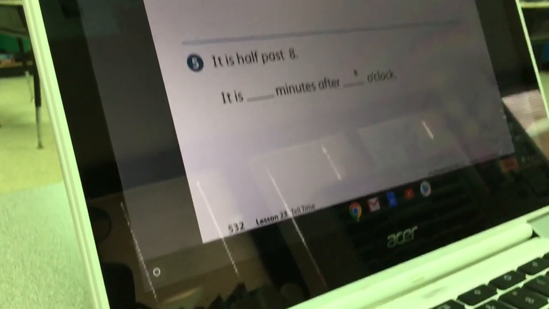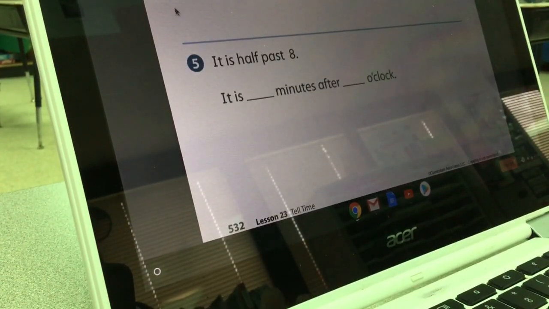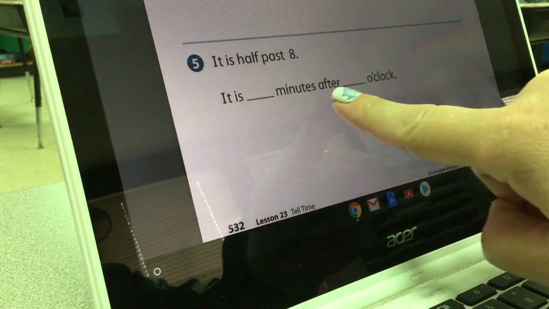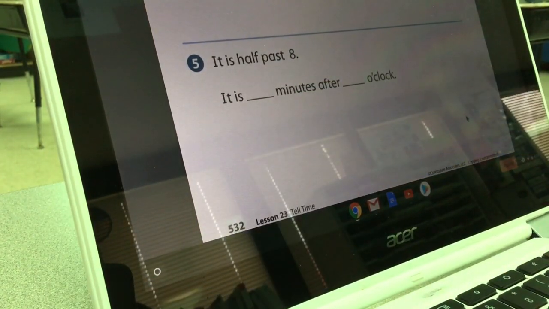This can get a little confusing because there's many ways to say a certain time. For example, we said 8:30 in our problem. We also said 30 minutes after 8 o'clock. We also said half past 8. Those are 3 different ways to tell the same time.